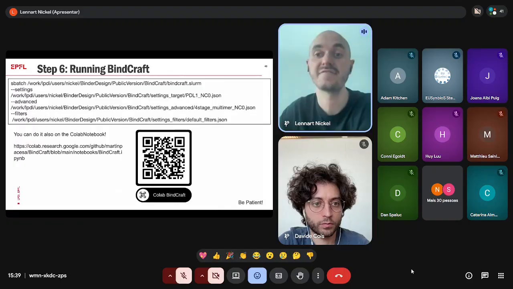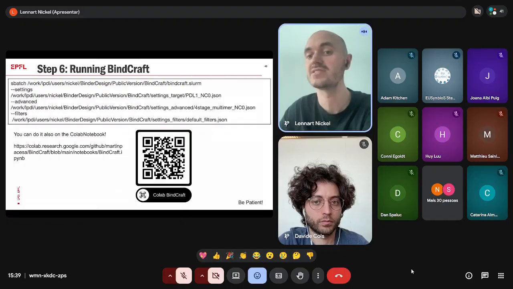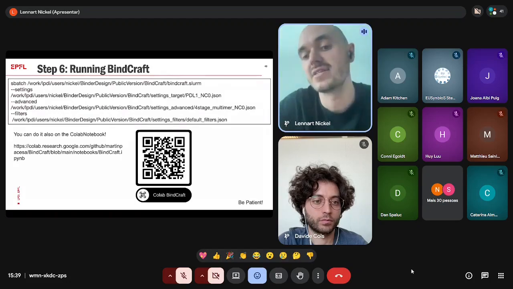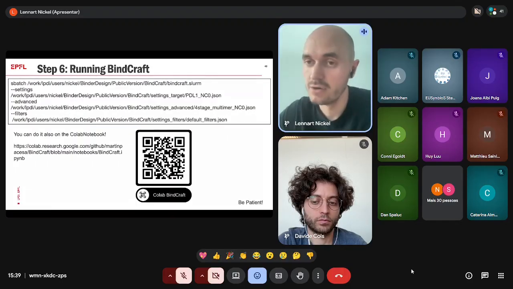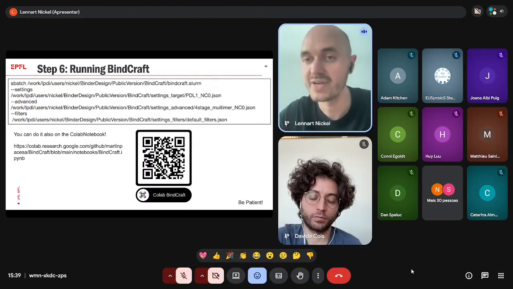And then the only thing that is left to do is to write a small submission script, and then you can just submit it on your cluster using these three files that we have just prepared: the target settings, the advanced settings, and the filter settings. I have added a notebook QR code here that will bring you to the BindCraft Colab notebook, which is incredibly slow because somehow the implementation on Colab is not as great. However, it's a fantastic starting point to play around with the settings and understand the basic concepts. You just need to be a little patient.